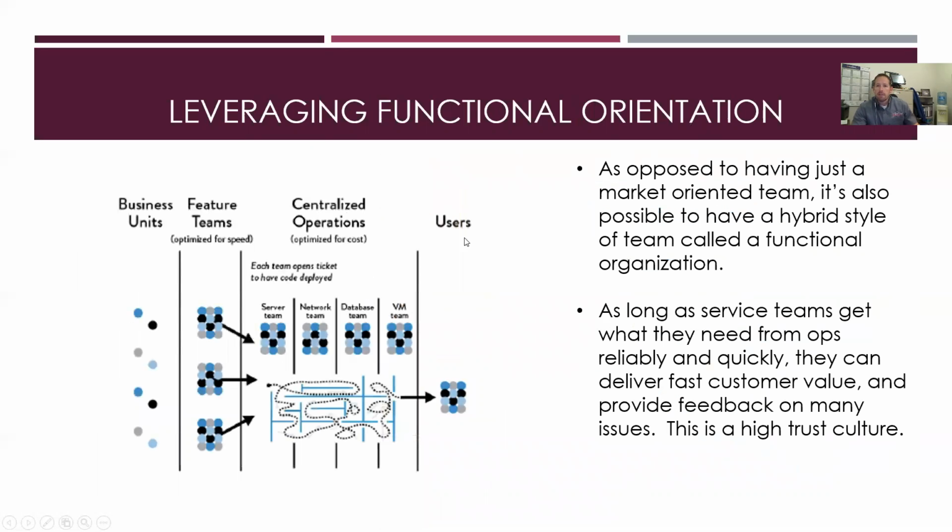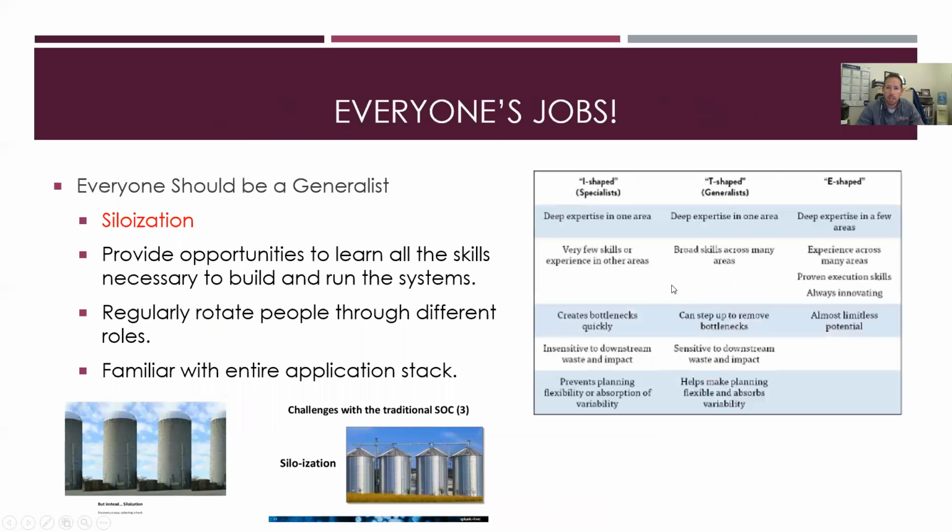All right, so when we leverage the functional orientation, as opposed to having just a market-oriented team, it's also possible to have a hybrid system called a functional organization. One of the sections of the chapter talks a lot about this. As long as service teams get what they need from ops reliably and quickly, they can deliver fast customer value and provide feedback on many issues. But it does require a high-trust culture because you have a lot of handoffs, a lot of going back and forth. So it's there, but there are some downfalls to it.